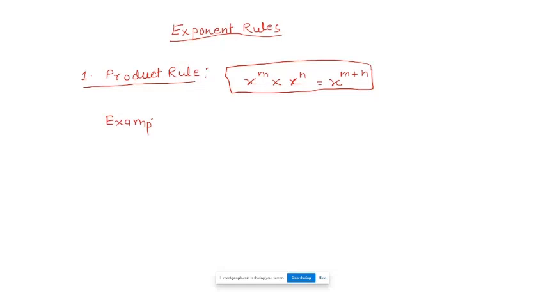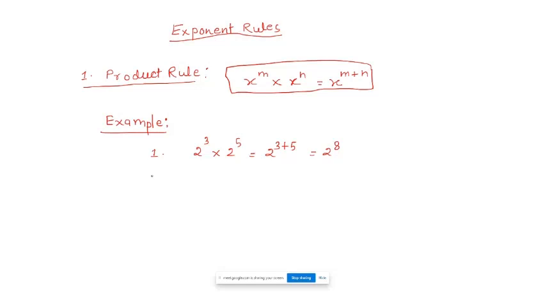Suppose the first one I have 2 to the power of 3 times 2 to the power of 5. Then what will happen? You need to see that the base needs to be equal. Here 2 and 2, the base is the same. Then what you will do? 2 to the power of 3 times 2 to the power of 5 will be 2 to the power of 3 plus 5. So what is the answer here? 2 to the power of 8. Everyone understand?